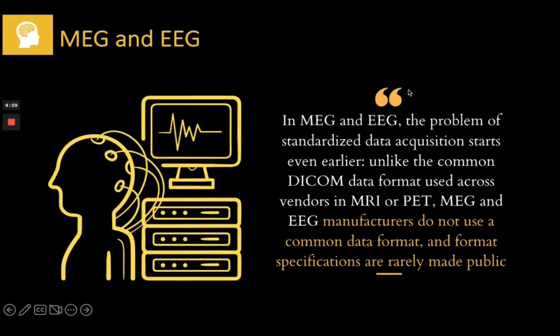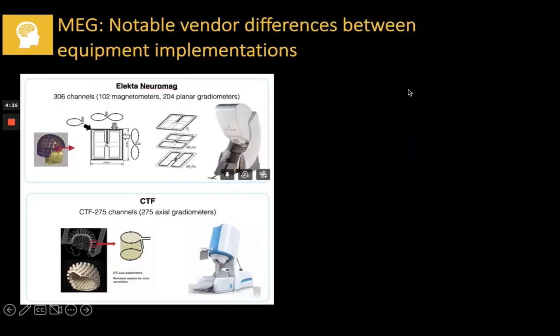So I've been complaining about DICOMs, both for PET and MRI, but for EEG and MEG, there is not even a common data format. On top of that, vendors rarely make their data specifications publicly available. Compared to MRI and PET, hardware is much less complicated, but that is not to say there are no differences between different acquisition methods. For example, MEG equipment implementation significantly differs between vendors. This example figure shows two MEG equipments. They have different sensor types with different spatial configurations. As a result, they pick up different features of magnetic fields and from different depths.